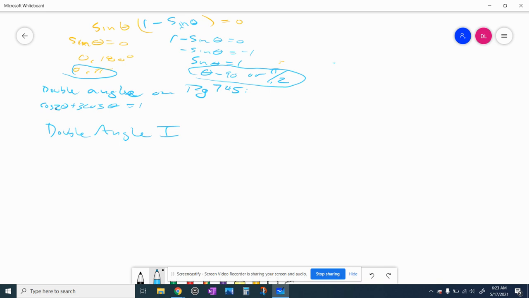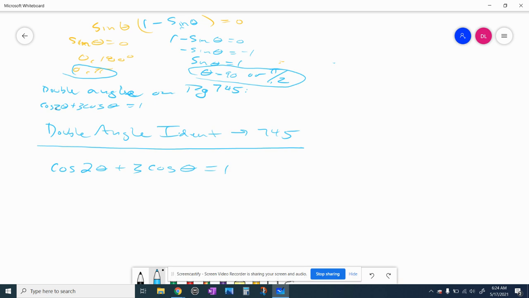I should say double angle identities, and they're on page 745. Now, with the double angle identities, there's a few new identities that you've got to deal with this week, but they're meant to help with different looking problems like this one.